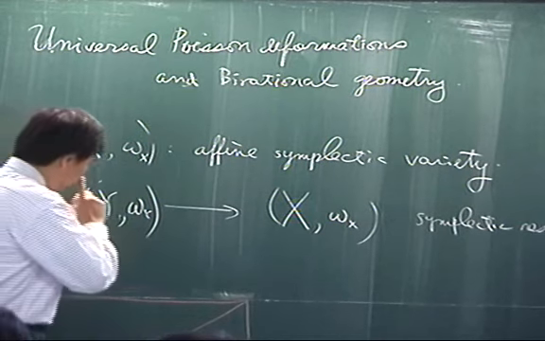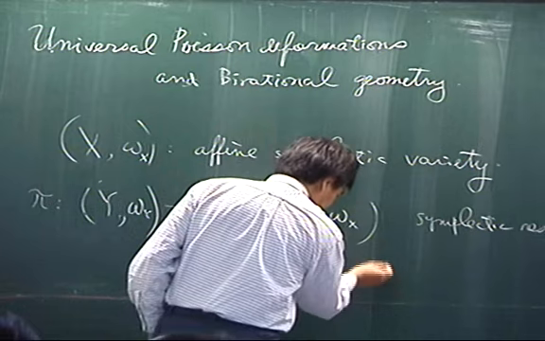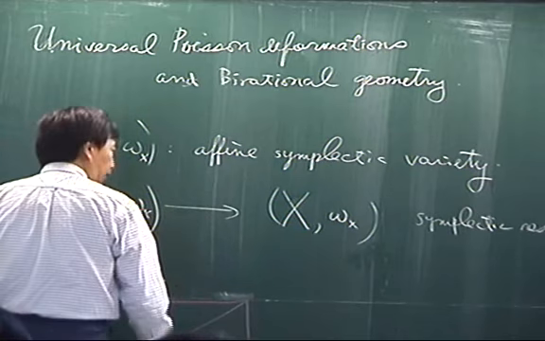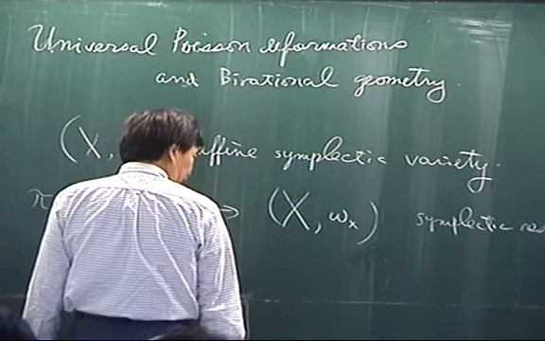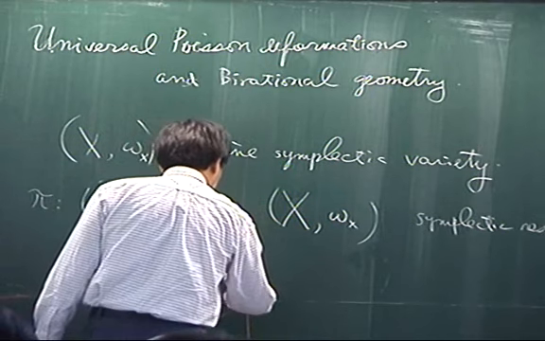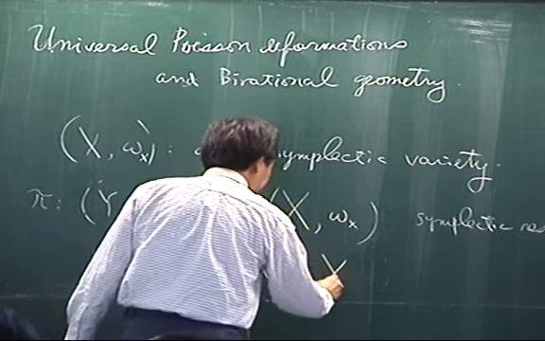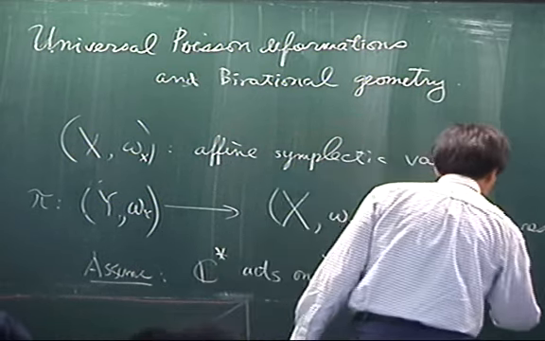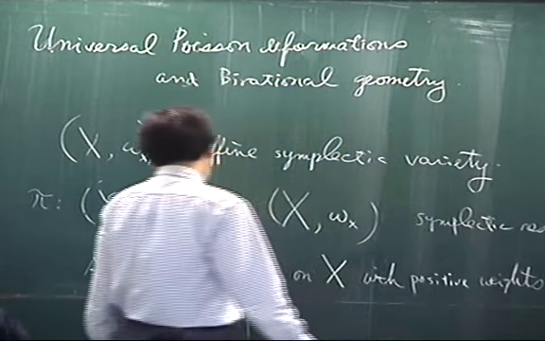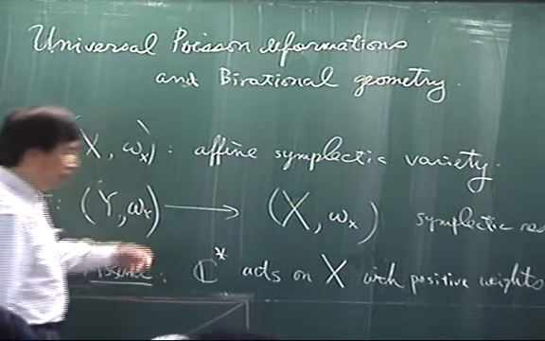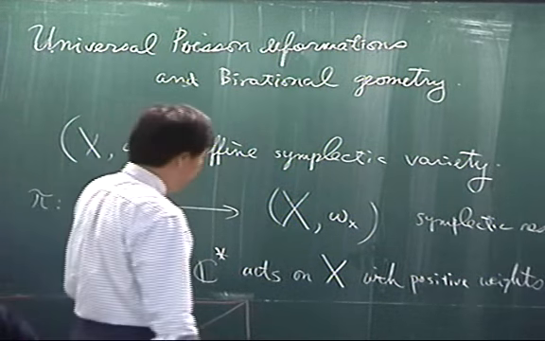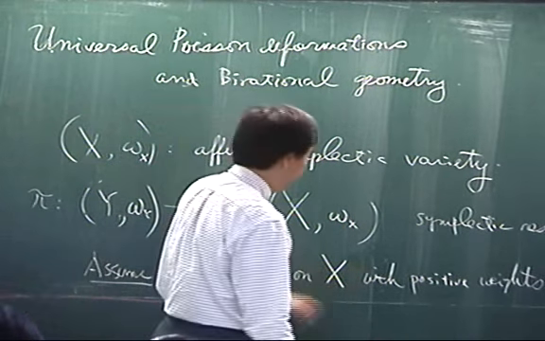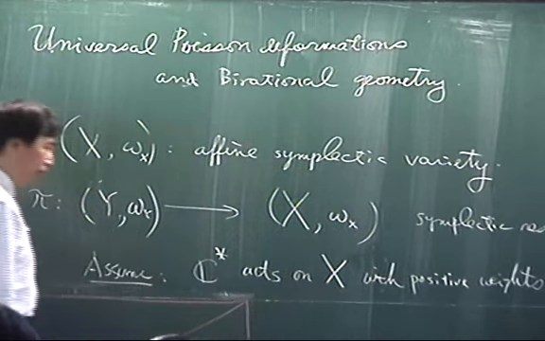And assume, furthermore, in this talk, X has a good C-star action. C-star acts on X with positive weight. This is the same as the previous talk. So X has a unique fixed point, the weights are all positive, and omega X is also positively weighted.